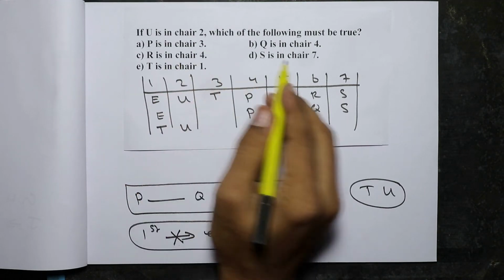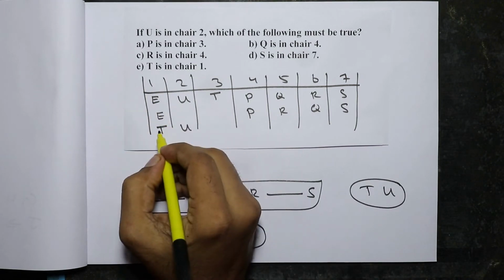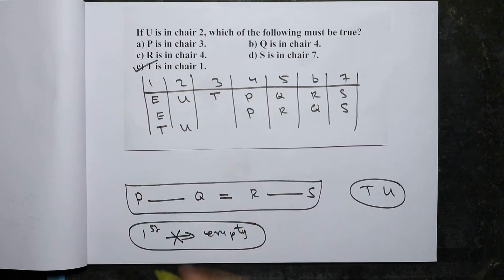Other options may or may not be true. What must be true is T should always be in chair number 1. That must be true. Hence option E is the right answer.